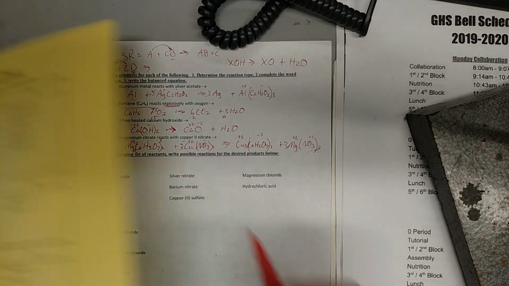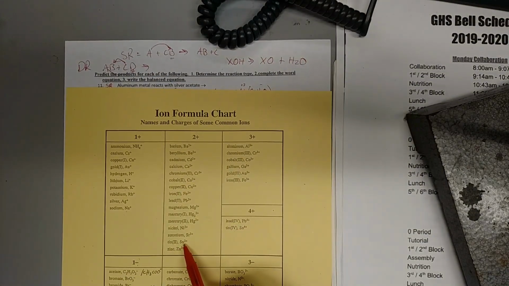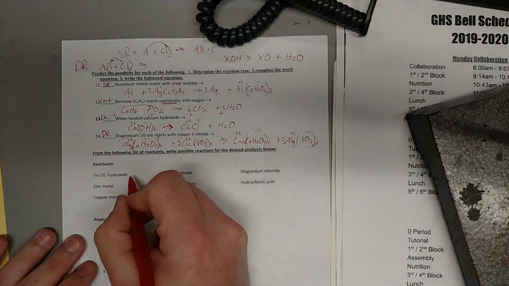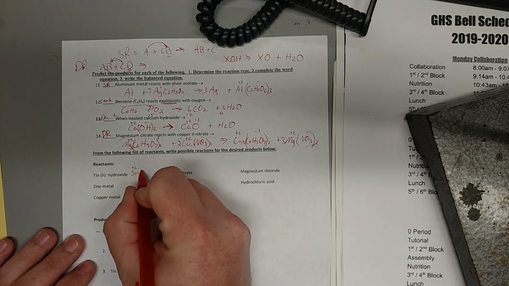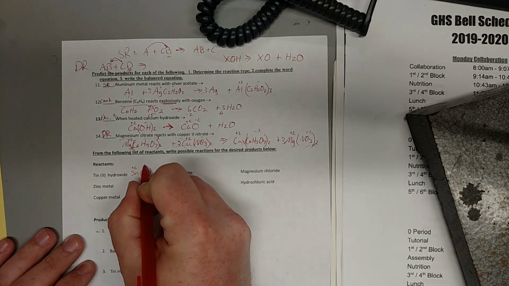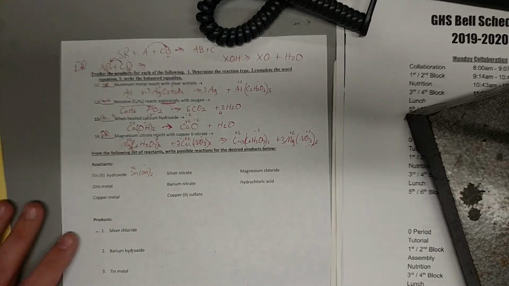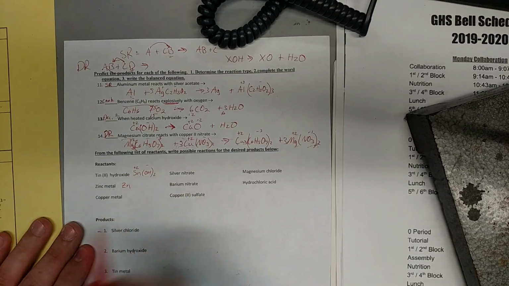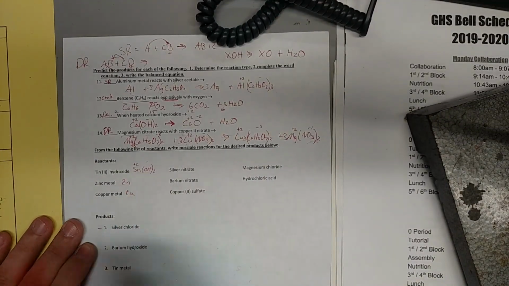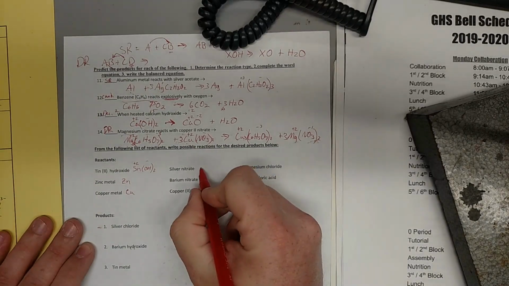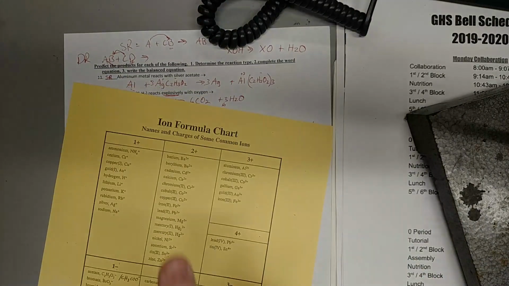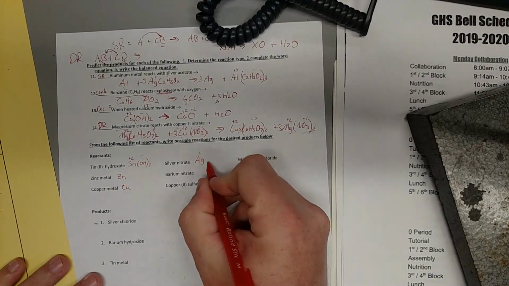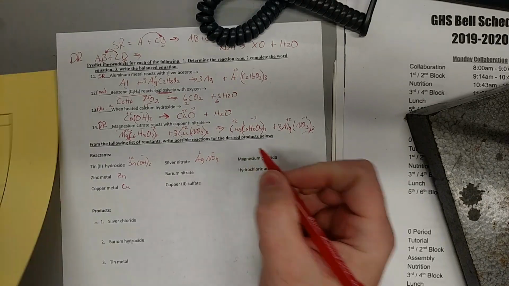So first off, we have tin 2 hydroxide. Tin 2 is Sn, has a +2. Hydroxide has a -1, so that's why that 2's there. Zinc metal, just zinc. Copper metal, just copper. Silver nitrate, silver +1. Nitrate -1.